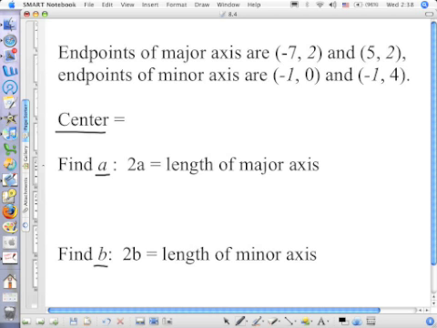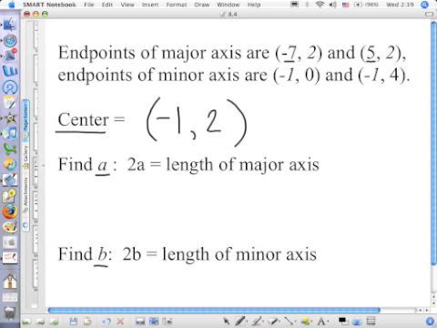Okay, well, let's start with the center. If I know the endpoints of the major axis, how can I use that information to find the center? I find the middle of those 2 points. I use the midpoint formula. All right, so let's do that. X plus X over 2, using either one of the coordinates. -1, 2 is my center.